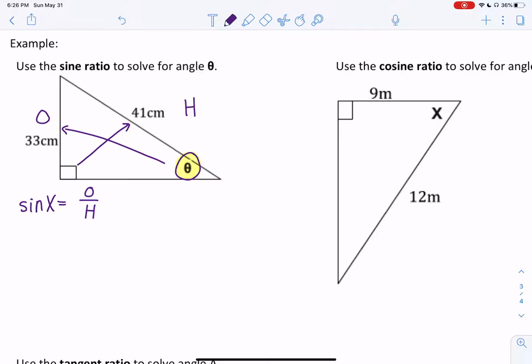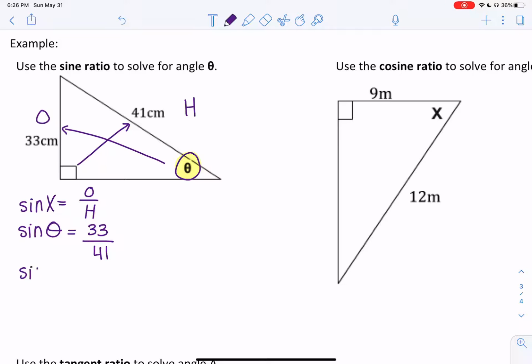Let's fill in our values. In this case, our angle isn't a number, it's theta, so let's just draw a little theta there. Our opposite side is 33 centimeters long, and our hypotenuse is 41 centimeters long. Now in my calculator, I'm going to change 33 over 41 into a decimal, and I do it by typing in 33 divided by 41 into my calculator.